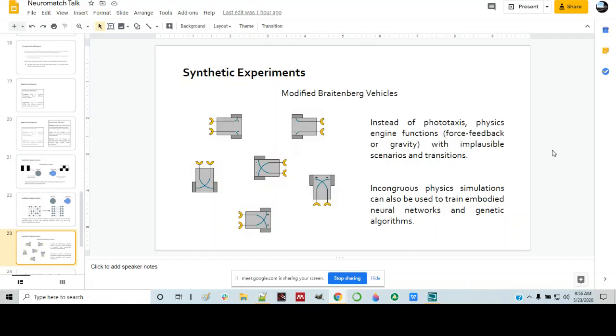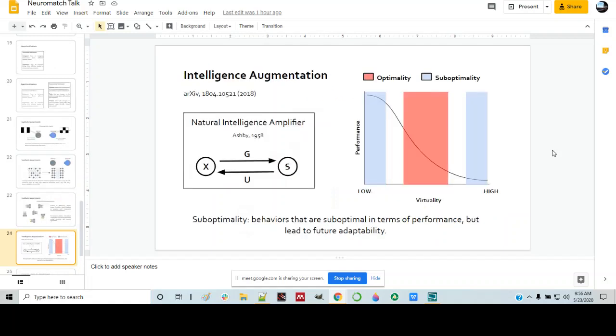Another one is to use modified Braitenberg vehicles. Instead of Braitenberg vehicles the way they're generally used, following phototaxis, we can use physics engine functions such as force feedback or gravity, which are intentionally implausible. So we can use incongruous physics simulations to train embodied neural networks or genetic algorithms as well. We can use those simulations to induce this sort of dysregulation internally.